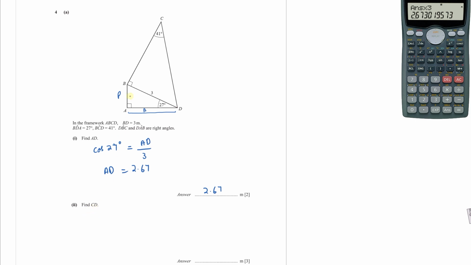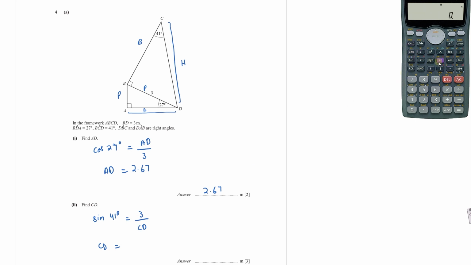Part 2 is find CD. CD is this length here. So I know this angle and I know that this is a right angle triangle. So for triangle BCD, this will be the base, this will be the perpendicular, and this will be the hypotenuse. So I know the perpendicular, I need to find the hypotenuse. So I can use sine of 41 degrees equals perpendicular over hypotenuse. So perpendicular is 3 and hypotenuse is the length CD, which is unknown. So CD will be 3 divided by sine of 41.